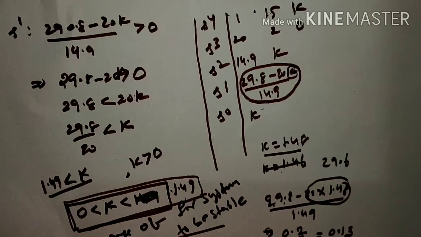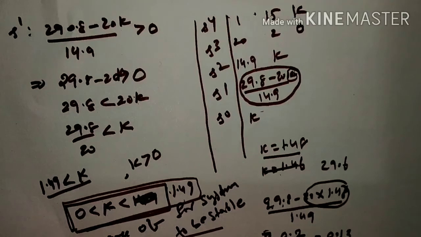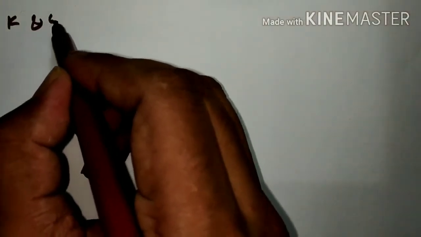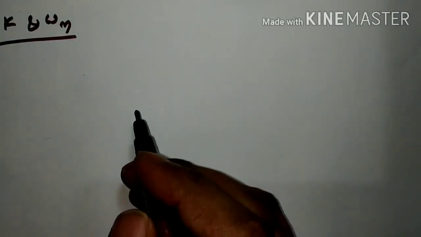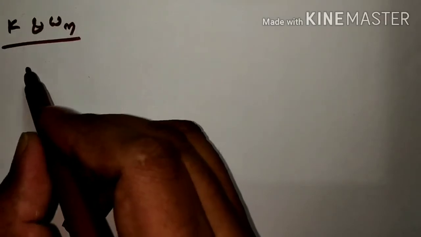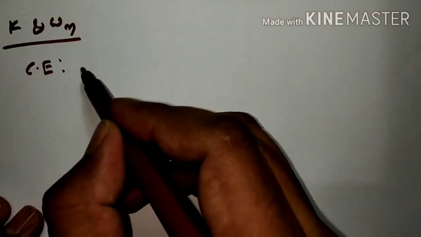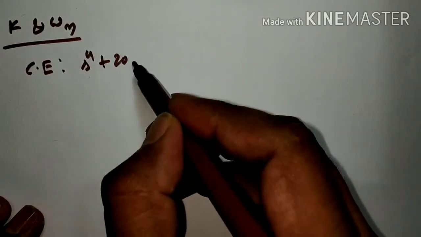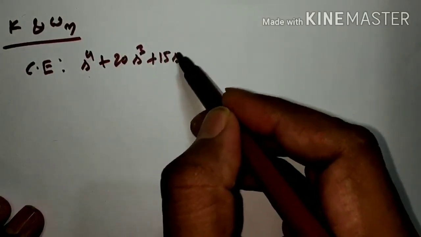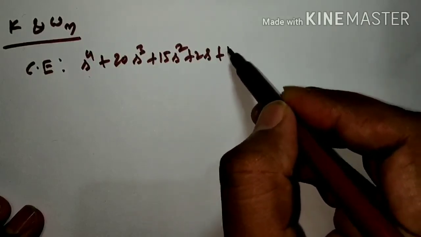For the second question, we have to find the value of k and the frequency of sinusoidal oscillation. So to find that, we have to find the k value, and omega n we have to find from this equation. So what is the given characteristic equation? You know that s power 4 plus 20 s cube plus 15 s square plus 2s plus k is equal to 0.